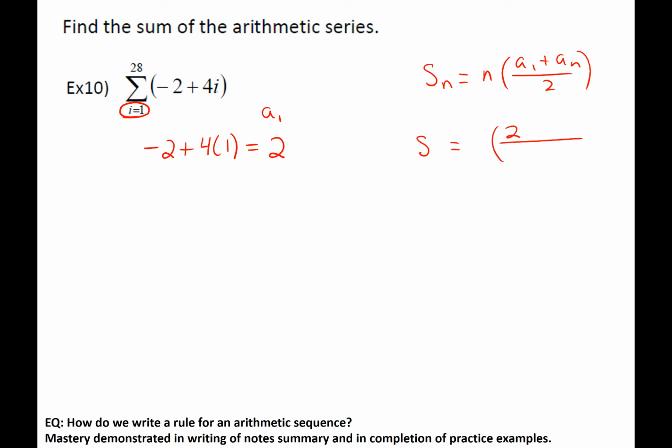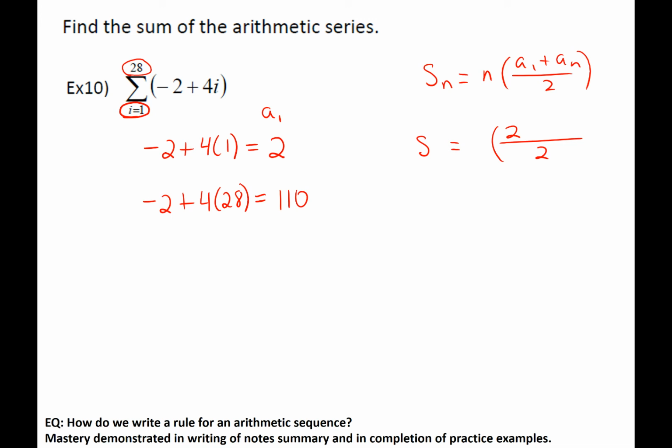So S sub n equals n times 2. There we go. And then I need the last term, which in this one is going to come from plugging in 28. And so here goes. I would do negative 2 plus 4 times 28 equals, looks like 110. Let me try that one more time. 4 times 28.